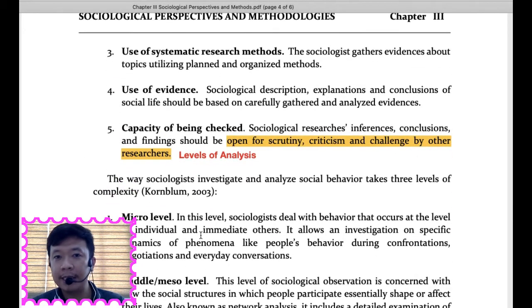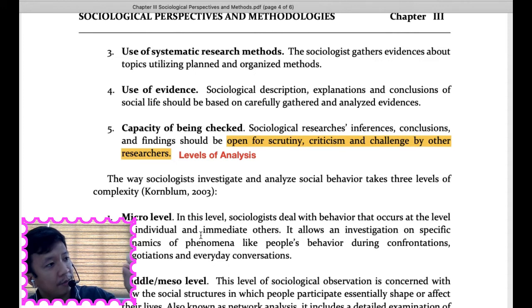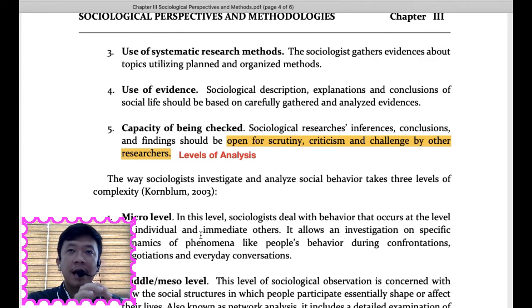Yung paggamit natin ng systematic research method. If you say systematic, klaro sa iyo na ito yung mga iba't ibang steps. Okay? Systematic dahil itong mga gagawin mo ay magkadugtong at meron silang relationships. Hindi arbitrary.